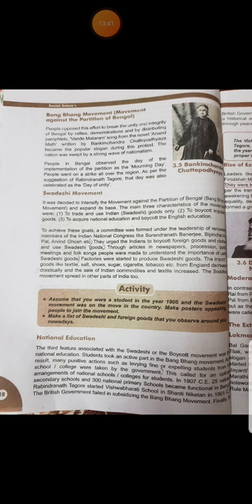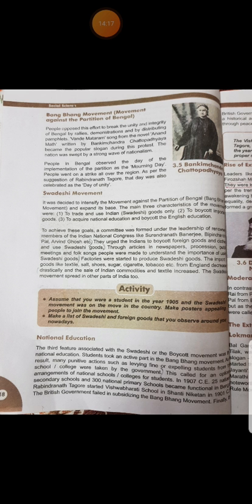Bang Bang movement should be expanded, and in this movement they should fight for three things: to trade and use Indian goods only, that is, we should use the goods made in our country, Atmanirbhar Bharat; to boycott the imported goods, that is Chinese goods ka bahiskar; and to acquire national education and boycott the English education. So we should study in our mother tongue and not in the English education.